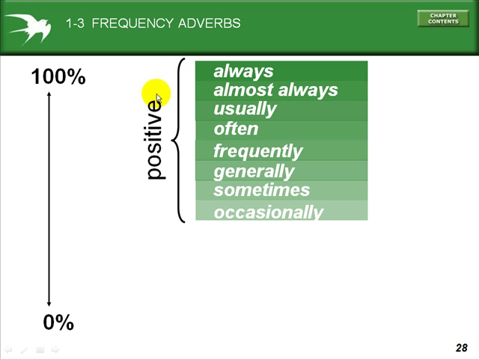Adverbs that are shown in the positive, that means they do happen. Always is 100%. Almost always is a bit less than 100%. Usually is less frequently. Often is less than that. Frequently is less often. Generally is less often. Sometimes becomes more rare, and occasionally is not very often.